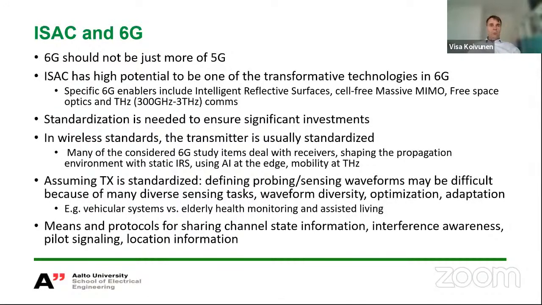Standardization in the area of integrated sensing and communication would be necessary to ensure that companies and R&D organizations are investing in this area. One issue is, of course, that usually when you do standardization of a wireless system, you standardize the transmitter and not the receiver. And when you have many different tasks, it may be difficult to come up with a standard, because the signals you transmit depend very much on the sensing task. Vehicular radar would be very different from monitoring elderly people at home or in assisted living. So the performance criteria would be very different in those different tasks.